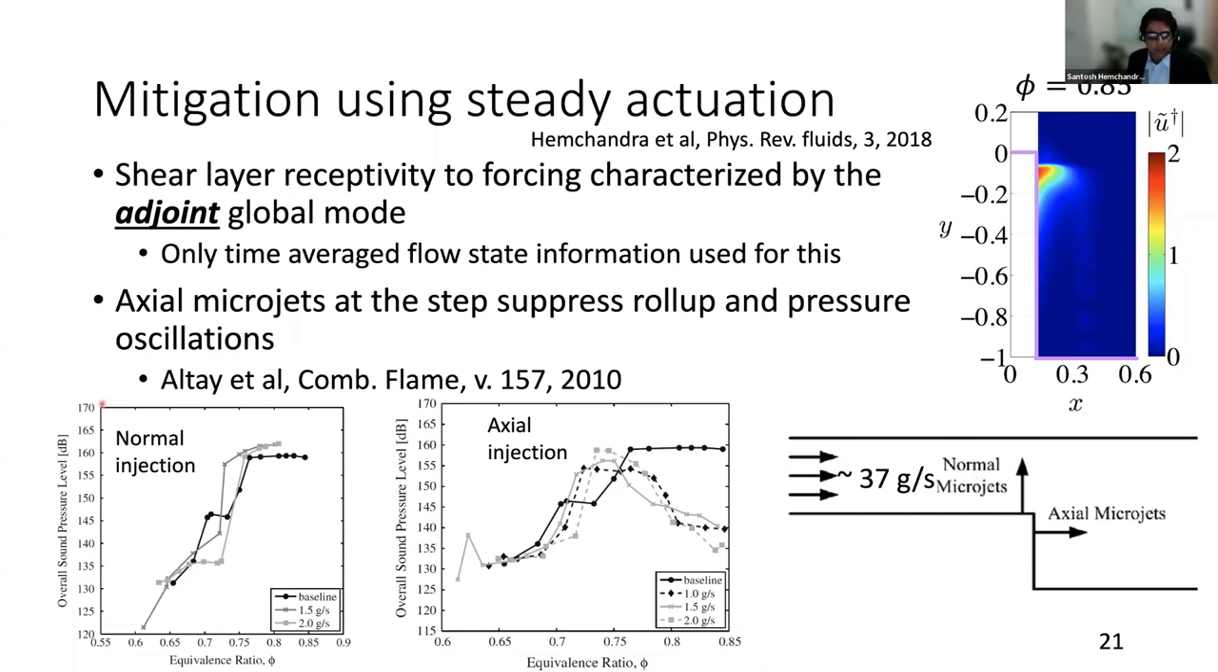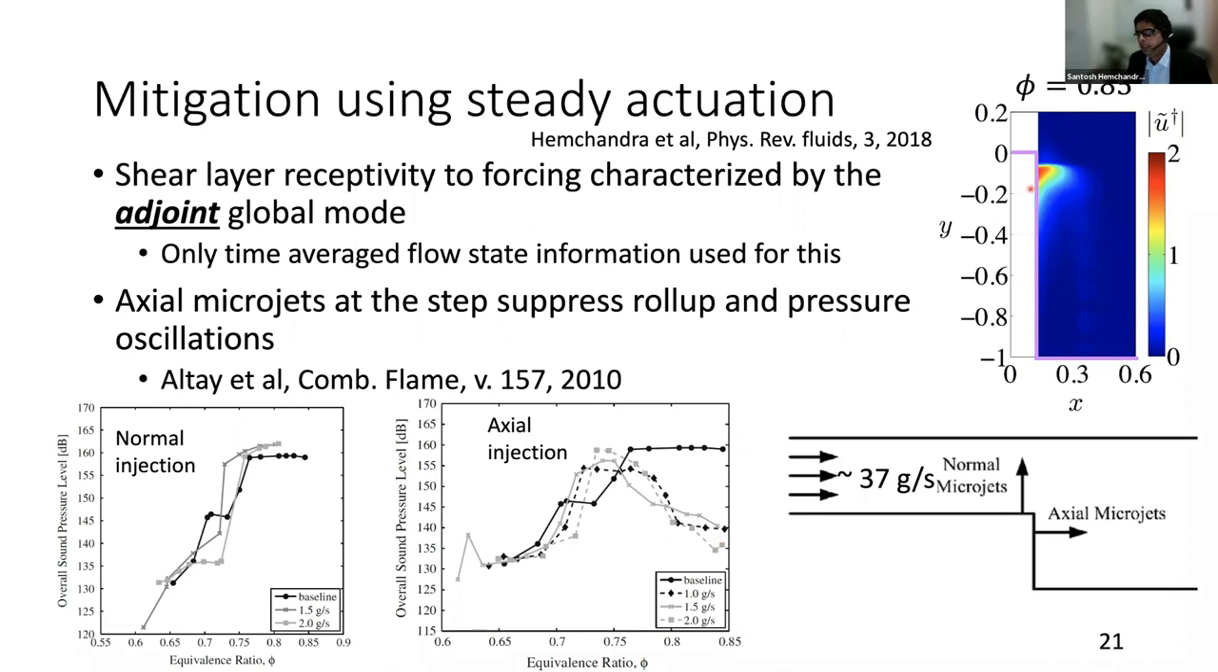So this is now overall sound pressure level versus equivalence ratio from this paper. And you see normal injection, the dark black line is the baseline without microjets. And this is microjets at two flow rates. And you see that there's really no impact. The instability doesn't go away. However, when you inject axially, again, this dark black line is the nominal. But when you inject a little bit of flow, less than a tenth of the main flow, you see that you get a fairly large suppression.